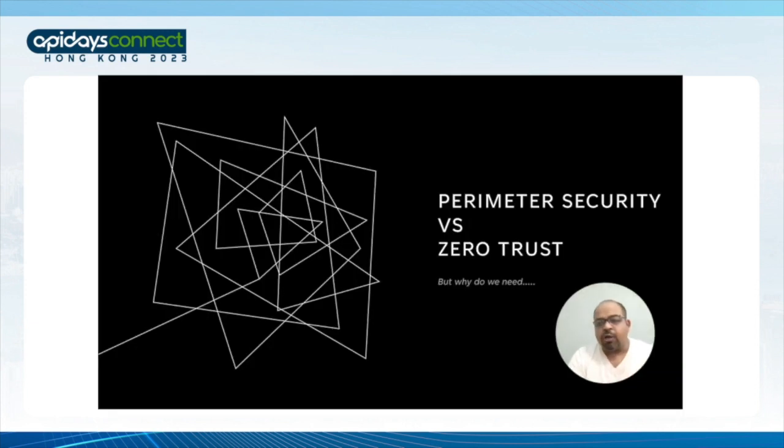All right, now let's have a look at why we actually need zero trust security. Perimeter security has been around since the inception of APIs and it has served us well till now.